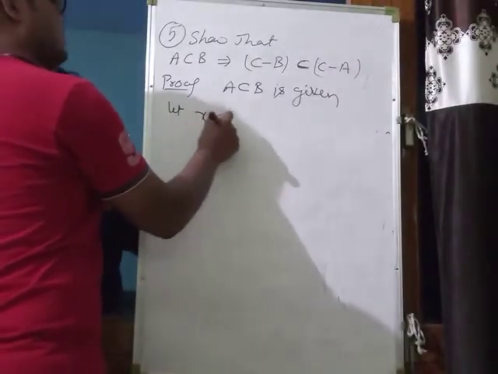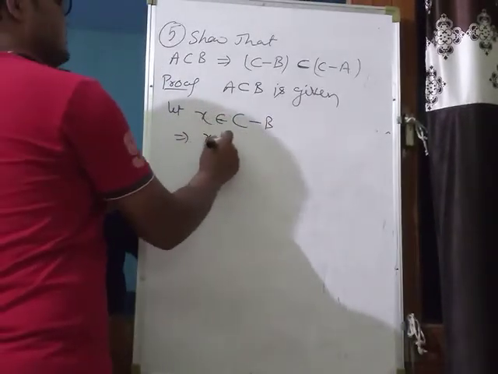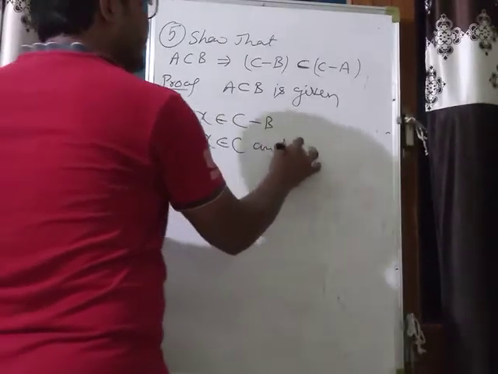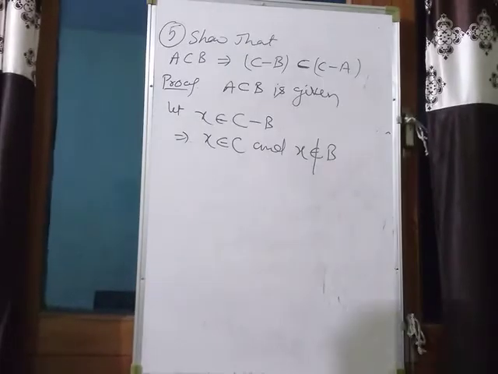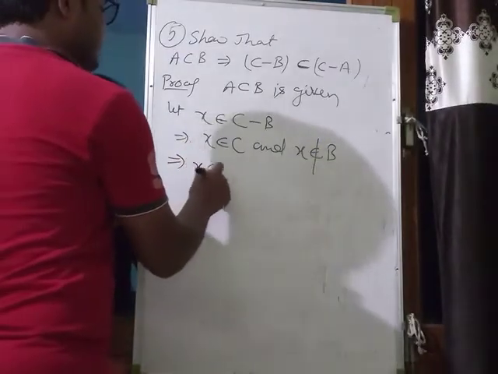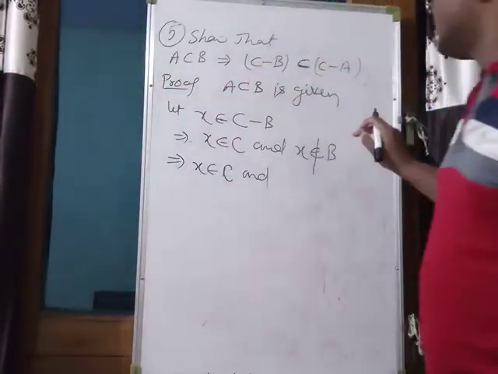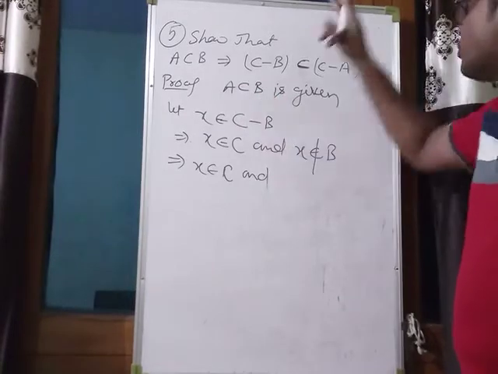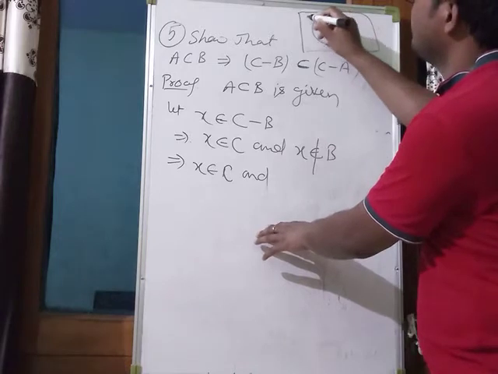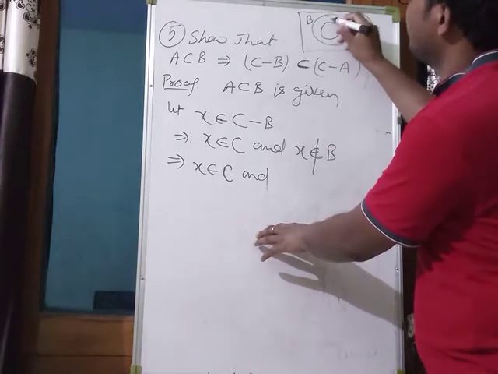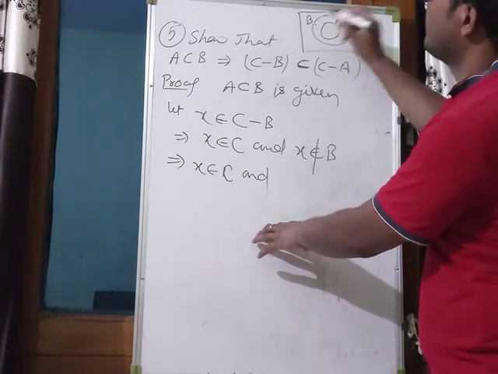Let X belong to C difference B. By the definition of difference, X belongs to C and X does not belong to B. Okay? See, then X belongs to C and अब आप देखो A B का सबसेट है, मैं आपको वेन डायग्राम से बना करके दिखाता हूं. See, this is set B and that is set A. Okay, so ऐसे मान लो कुछ एलिमेंट्स हैं.